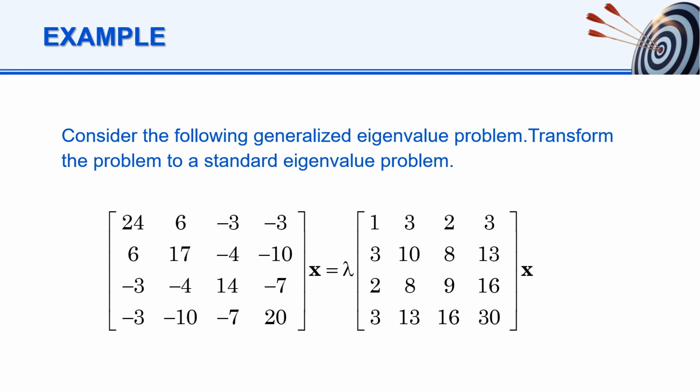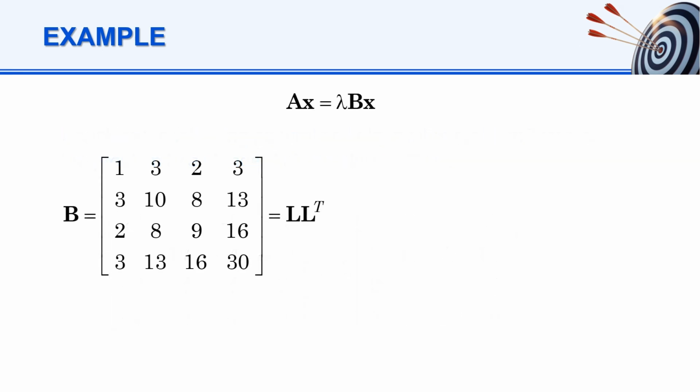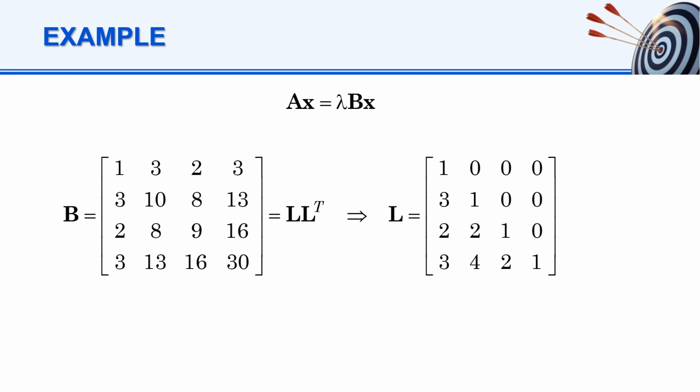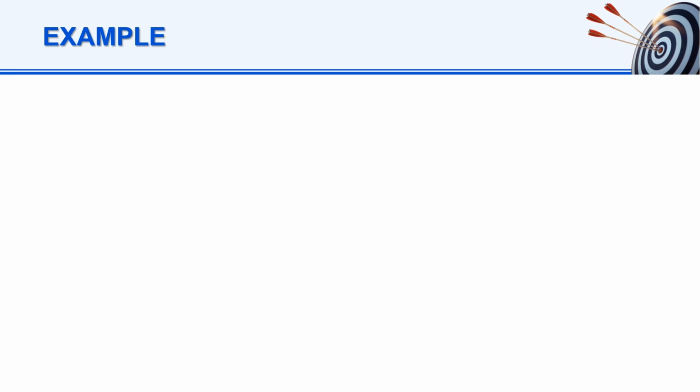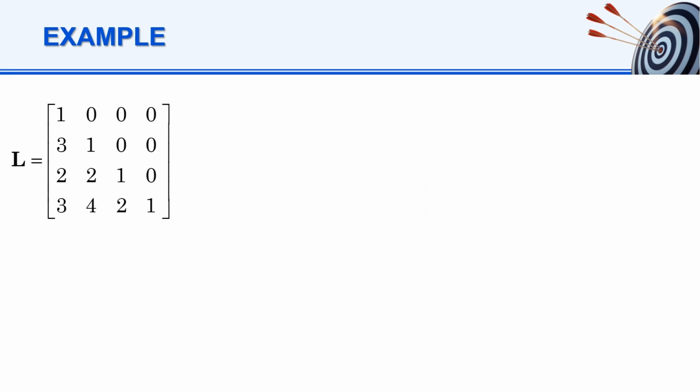Now let us consider the following generalized eigenvalue problem. We would like to transform this problem into a standard eigenvalue problem. Matrix B is symmetric. It can thus be decomposed using the Cholesky algorithm. Without going into the details of it, we will provide the lower triangular matrix as follows. We need the inverse matrix of the lower triangular matrix.